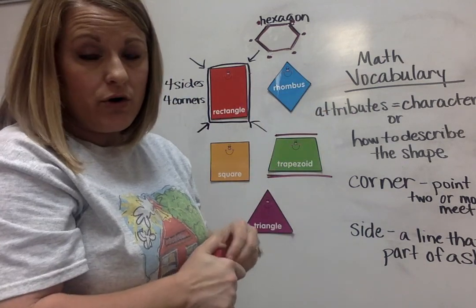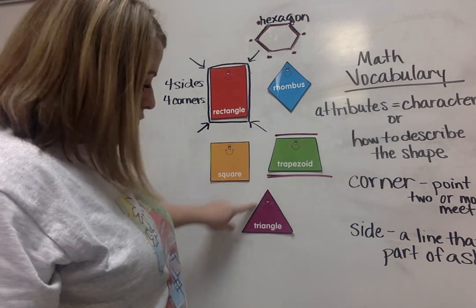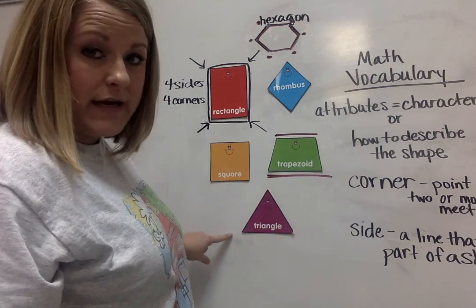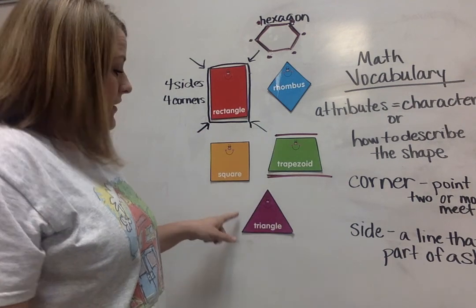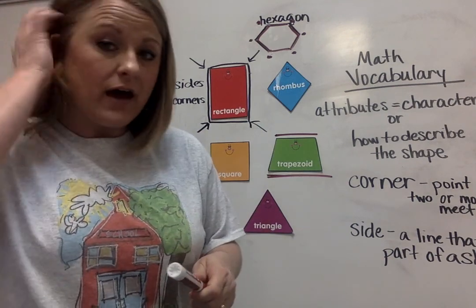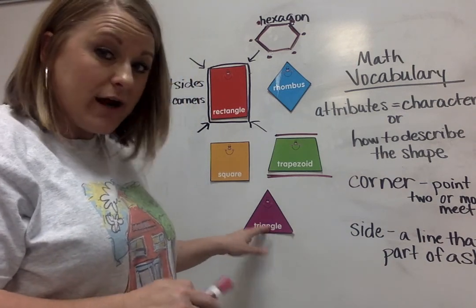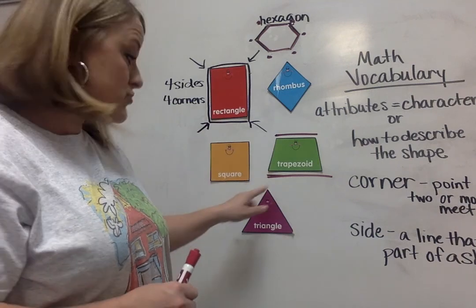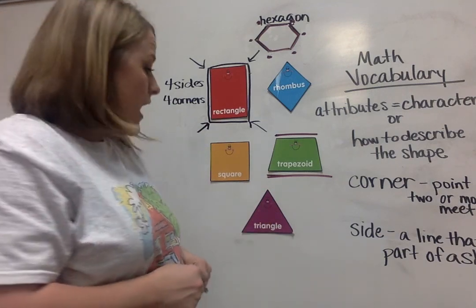The last shape we're going to look at is a triangle. A triangle has 1, 2, 3 sides, and it also has 3 corners. Now, a triangle can look different. Not all the sides have to be the same length all the time for it to be a triangle. It just has to have 3 sides and 3 corners to make it a triangle.